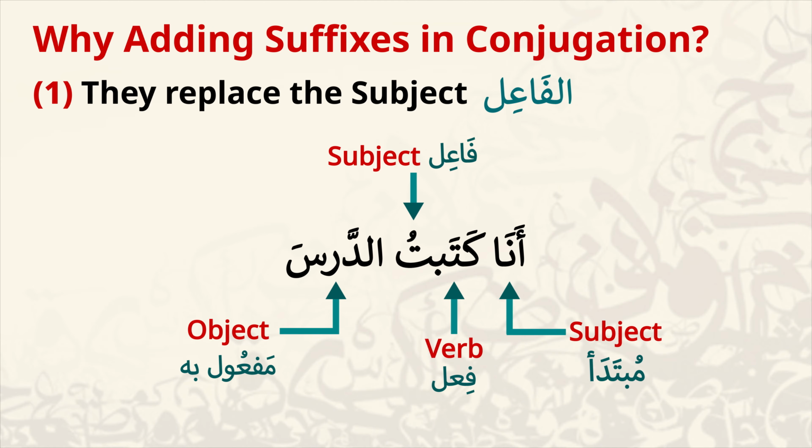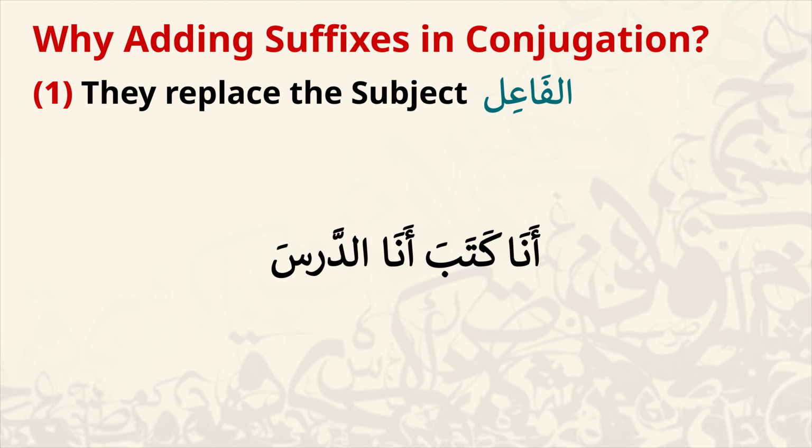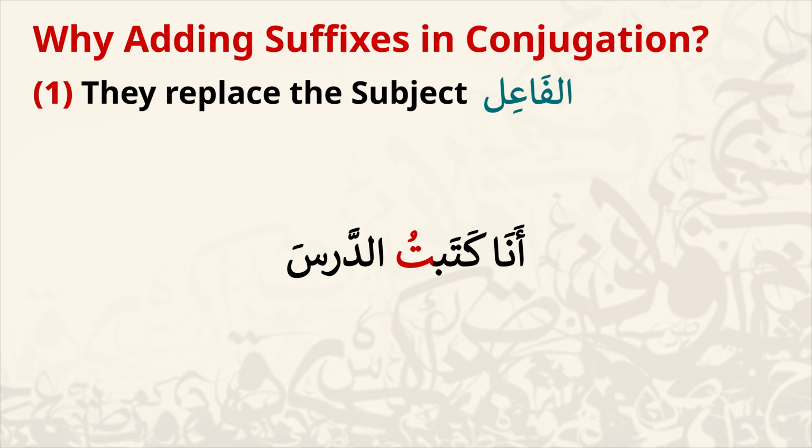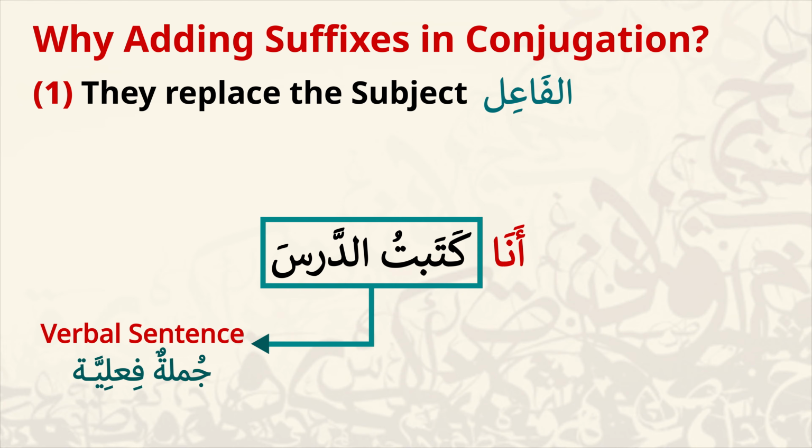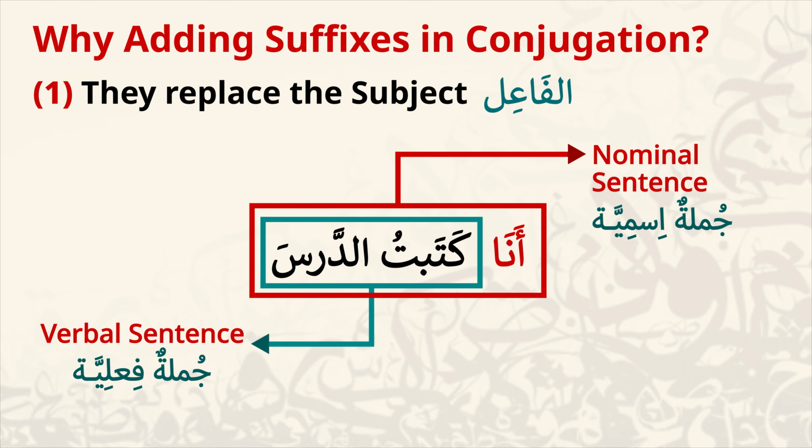This sentence was originally like this. أنا كتب أنا الدرس. But instead of repeating the pronoun أنا twice, we just replaced it with the connected pronoun to the verb. And this connected pronoun refers to the main subject in the speech. What about the predicate of the nominal sentence whose subject is the pronoun أنا? It is the whole verbal sentence كتبت الدرس. So here we have a verbal sentence inside a nominal sentence.